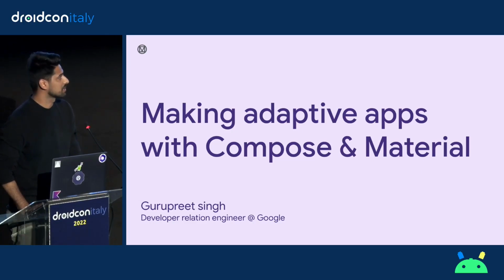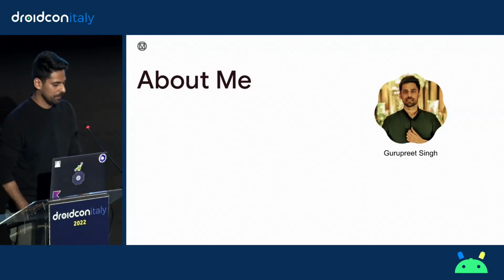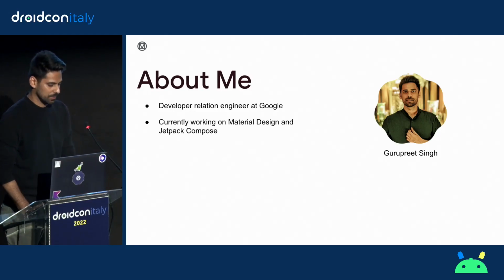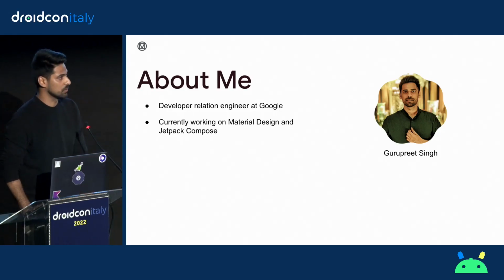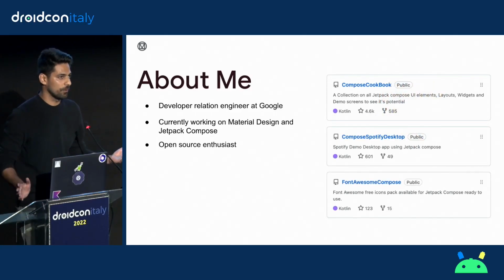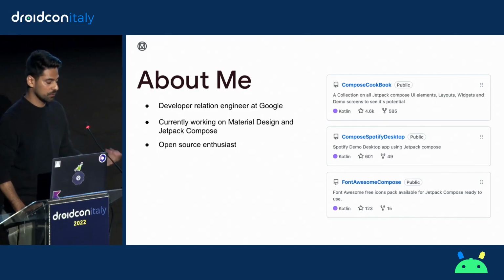Before doing that, let's just jump into a little bit about me. My name is Gurupreet Singh, and I'm a developer relation engineer at Google. And I also love both Compose and Material, and I'm currently working on both of them, so it's a really fortunate position for me. And I just like to make beautiful apps. I like to do a lot of open source as well, so I did this Compose cookbook, which is a collection of a lot of UIs for Compose, and the Compose for Spotify with the desktop versions, and font awesome icons to make even more beautiful apps. So that's all about me, not much to brag, so let's just jump into it.